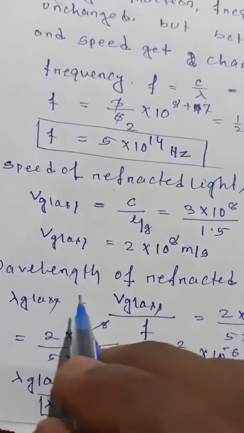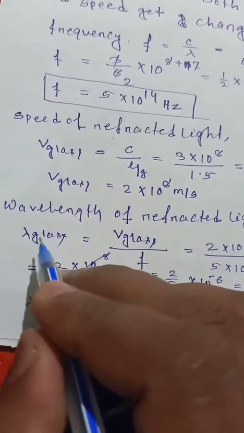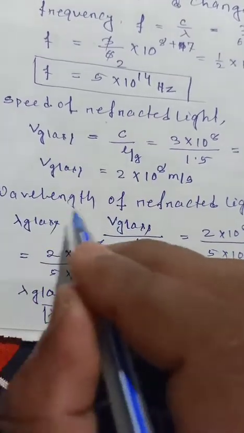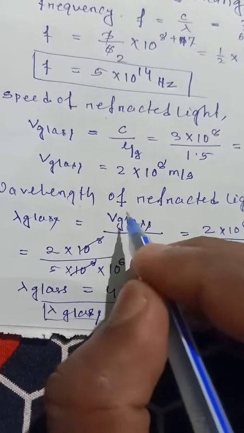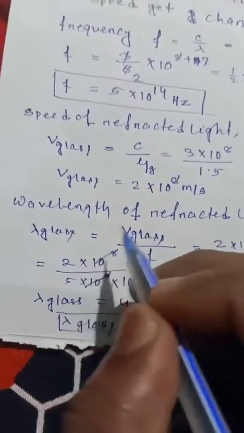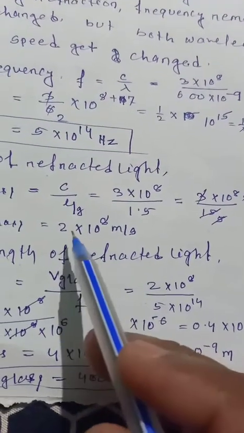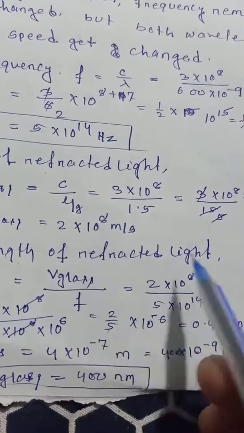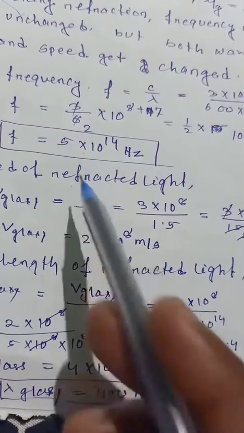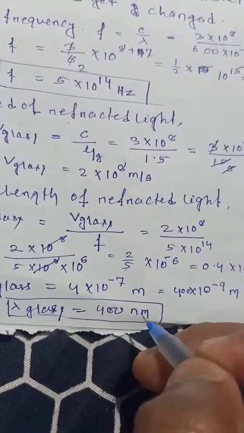Next is the wavelength of the refracted light, that is lambda glass. Lambda glass is equal to V glass by f. In case of a medium, it is not c, so V is equal to lambda f, but for the medium. Velocity of glass is already calculated, 2 into 10 to the power 8 meter per second, and the frequency is already known, so lambda glass is equal to 400 nanometer.